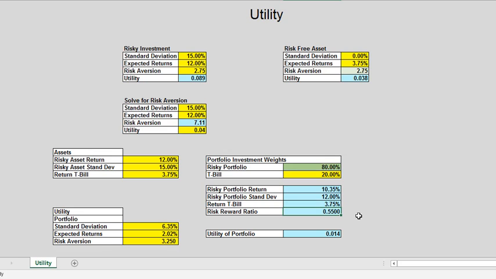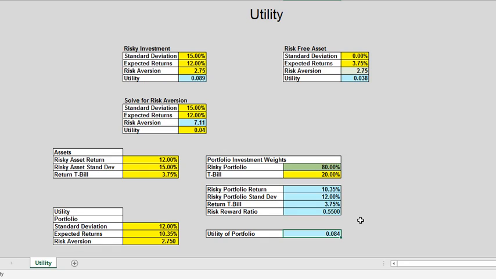But if we were to purchase this portfolio, what would be our utility? Well, we need to transfer these numbers over here into this portfolio's data cells. So the portfolio standard deviation is 12. The expected return is 10.35. And again, we're using the risk aversion up above, 2.75. So the utility of this portfolio is 0.084.